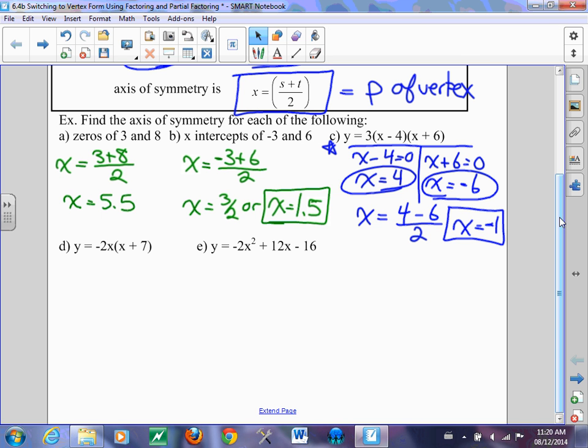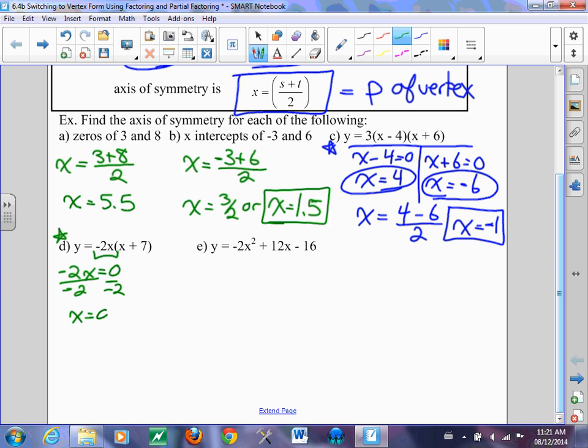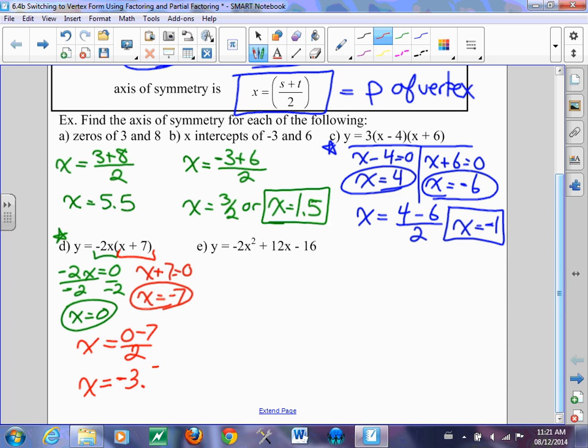Now let's take a look at number 4. Number 4 is in factored form, but we haven't solved it yet. We've got to solve it to find the roots, or the solutions, or the zeros. The first factor is negative 2x, and that's got to equal 0. To get x by itself, you divide both sides by negative 2, so x equals 0. That's one solution. The second solution comes from the other factor: x plus 7 equals 0, so x equals negative 7. To find the axis, you go x equals 0 minus 7, divided by 2. x equals negative 3.5.